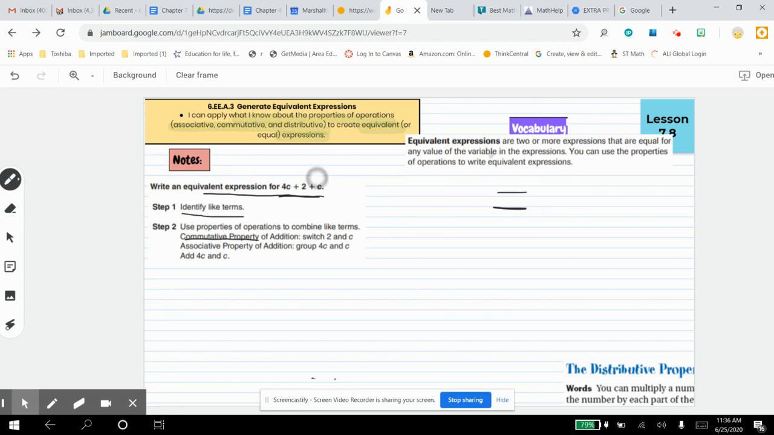Now this c is actually 1c, just to remind you. So we started with 4c plus 2 plus, I'm going to put a 1c here, okay? Now I can switch these around. I can put 4c plus 1c plus 2. Okay, they're still the same. I can switch them around.